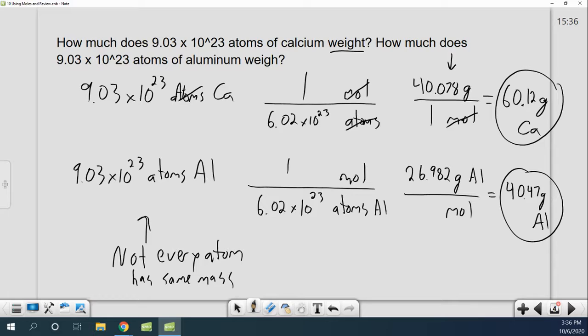So even though they're the same number of moles, 1 mole of carbon does not weigh the same as 1 mole of calcium, as 1 mole of aluminum, as 1 mole of iron. Every mole has a different mass because every atom has a different mass from other types of atoms. So all carbons would be the same, for example, but a carbon will always be different from an iron.